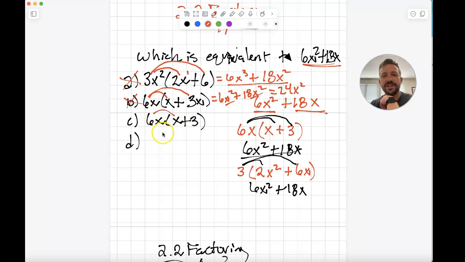Okay, this one. 6x times x would leave me with 6x squared. 6x times 3 would leave me with 18x. And that is what we wanted. So that would be your answer; that's the one that's equivalent. That's how I suggest you do anything that looks similar to this.